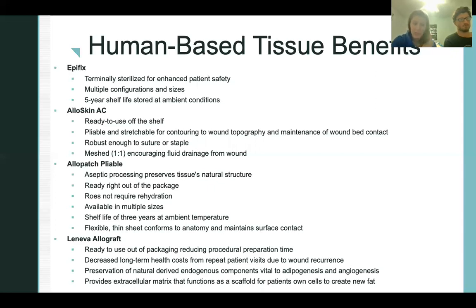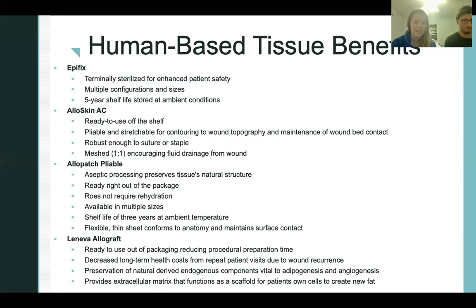The Allopatch pliable is aseptic processing, preserves the tissue's natural structure. It's ready right out of the package, just like the ones above. And it does not require rehydration. It's available in multiple sizes, and this shelf life is actually a 3-year instead of 5-year. And then it's a flexible, thin sheet, conforms to the anatomy, and it always maintains surface contact.